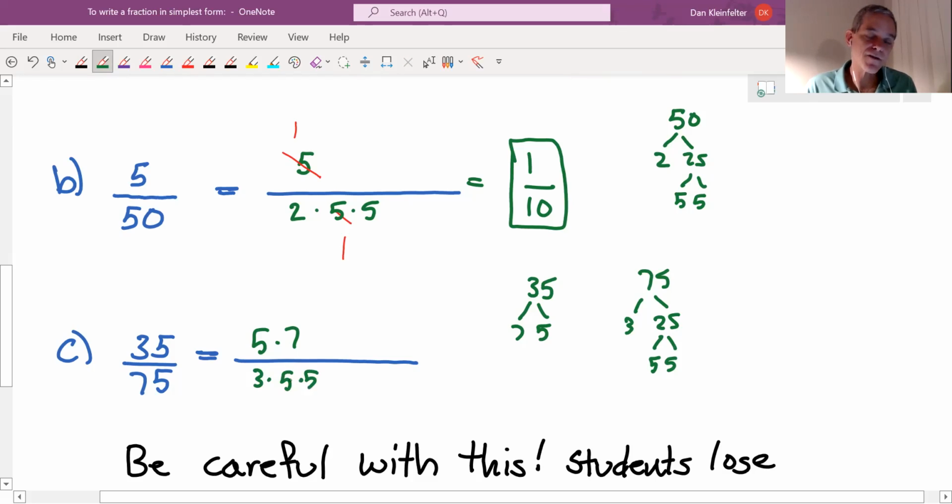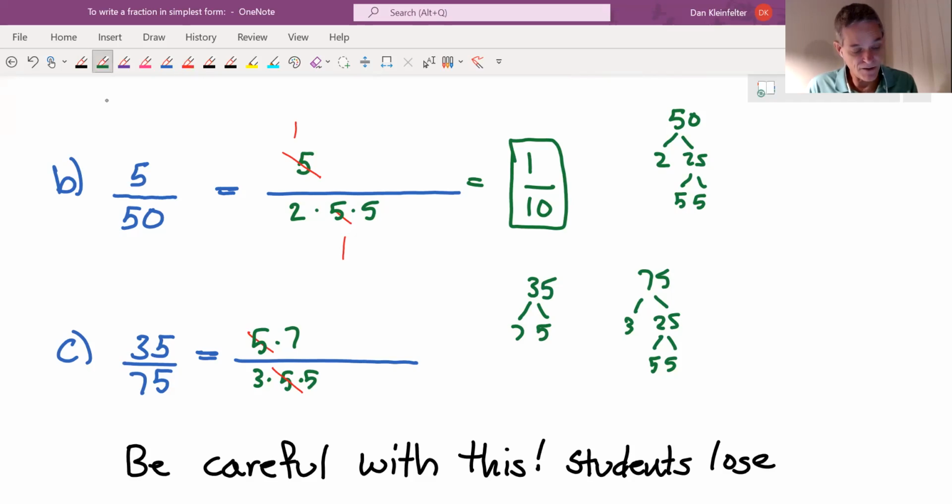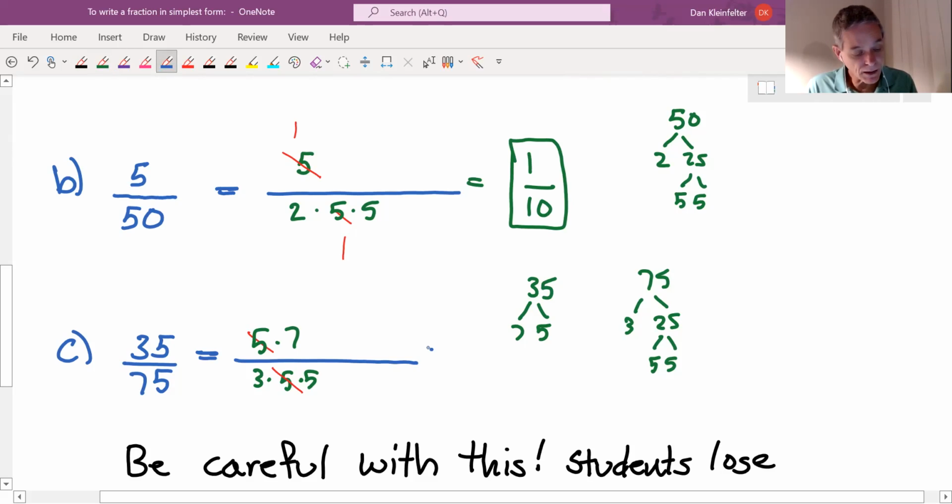Okay, so then using the fundamental property of fractions, we'll divide the numerator and denominator by a 5. And that's it. There's nothing else we can divide out. So we're left with 7 in the numerator, and then 3 times 5, or 15 in the denominator.